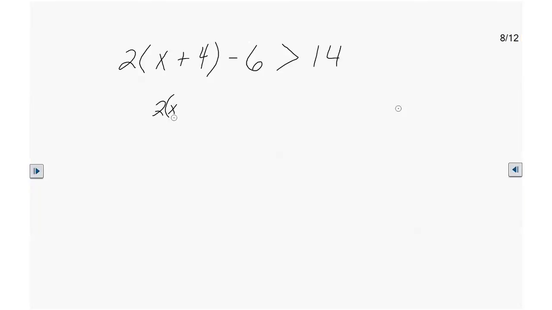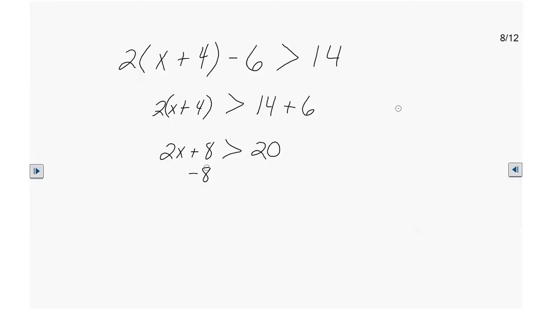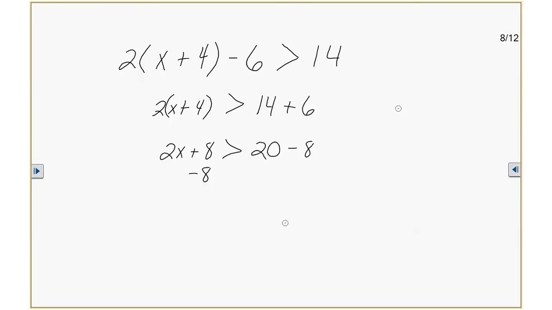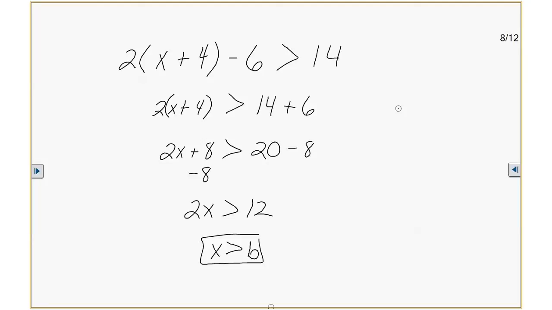2x plus 4 is greater than 14 plus 6. 2x plus 8, minus 8, minus 8. 2x is greater than 12, x is greater than 6. So we draw a number line.